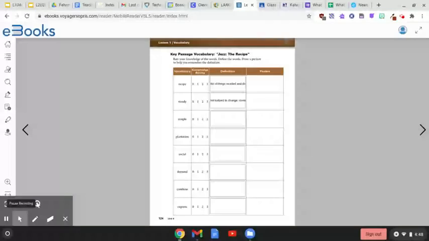Let's read the next word together. Simple. Simple means having few parts or easy to understand. If something is easy to understand, what is it?